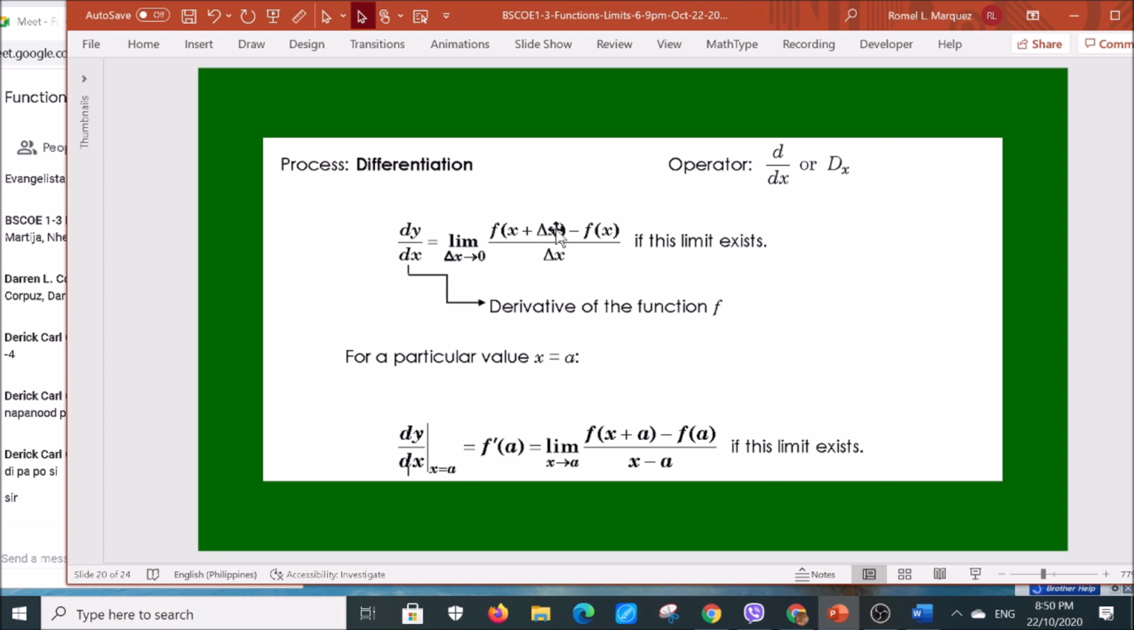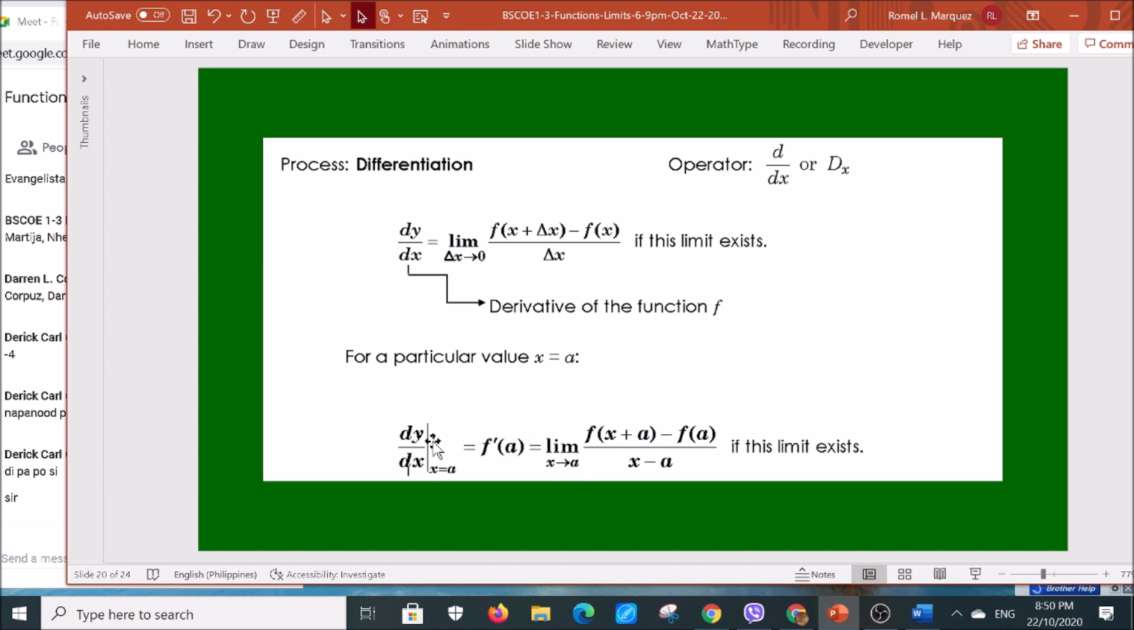It is the limit of this quotient: f of x plus delta x, the value of the function when x is x plus delta x, minus the original function, all over the change in x, as delta x approaches 0. If this limit exists, then the value is what we call the derivative. In particular, if you know the value of x and you want to know the derivative at that point on the curve, or the slope of the curve at that point, this is the notation.